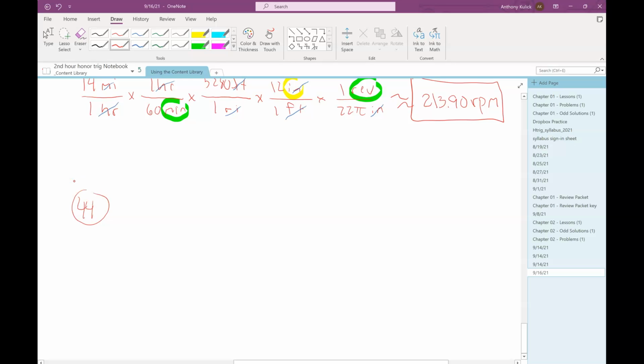It says find the values of two different angles coterminal with the given angle. One of your answers must be positive and the other must be negative.